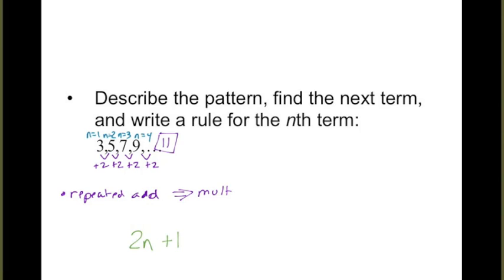Okay, so anytime you have repeated addition, you are going to have a multiplication in your rule, but you may need to adjust your start by adding or subtracting to get where you need to begin. Okay? I know these are really tricky. I know they are. Seeing patterns and being able to write rules is definitely something that needs to be developed. It's not something that should just automatically click for most people.